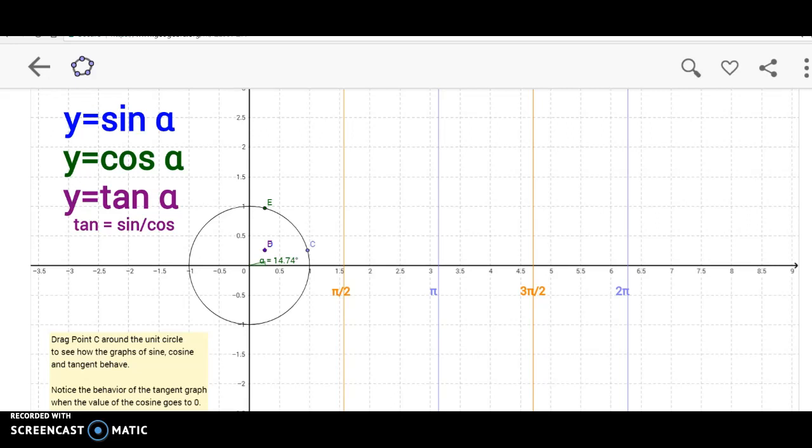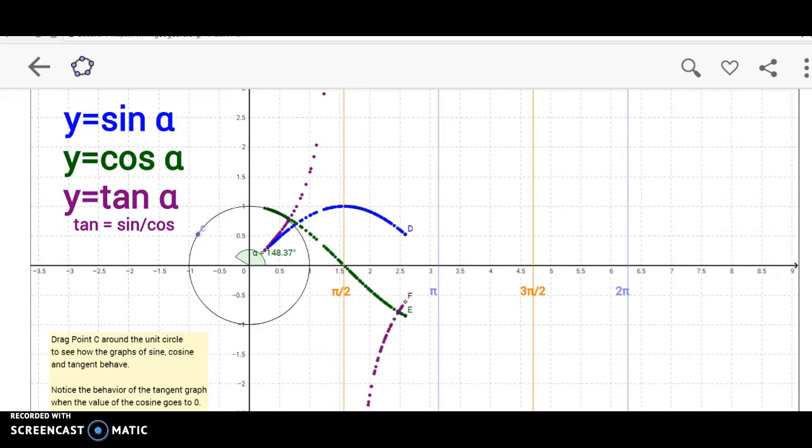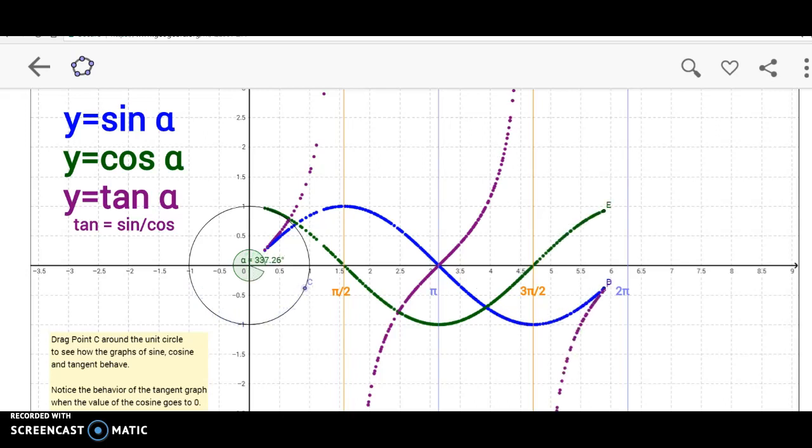Okay, so let's take a look here. So I'm going to drag C around. The slower I go, the better the lines are. We'll talk about in a minute why this happens and what's really happening. Just retrace it one more time so you guys can see it.